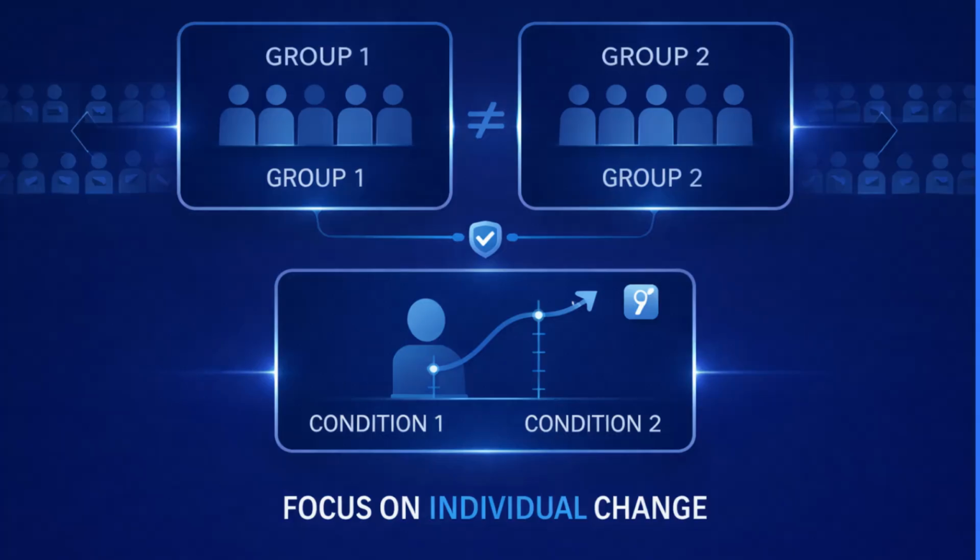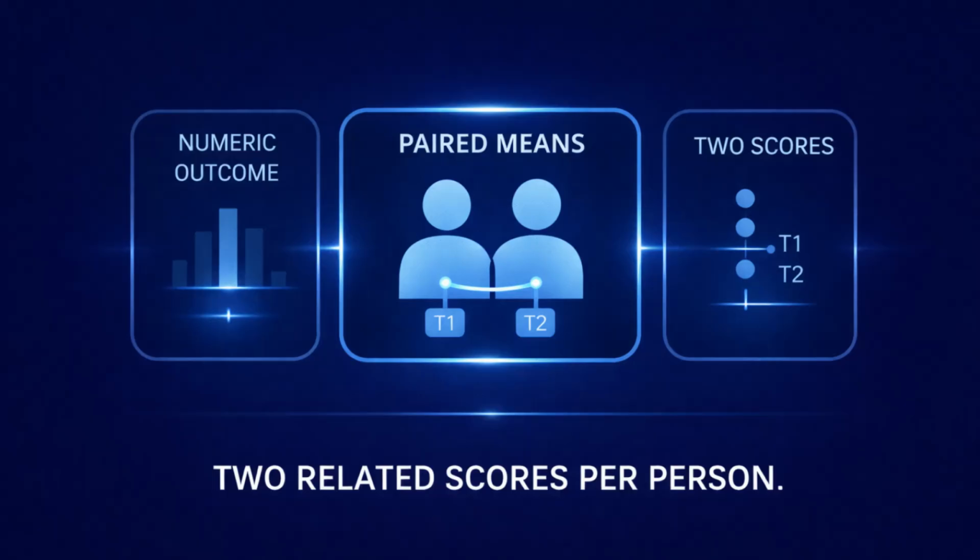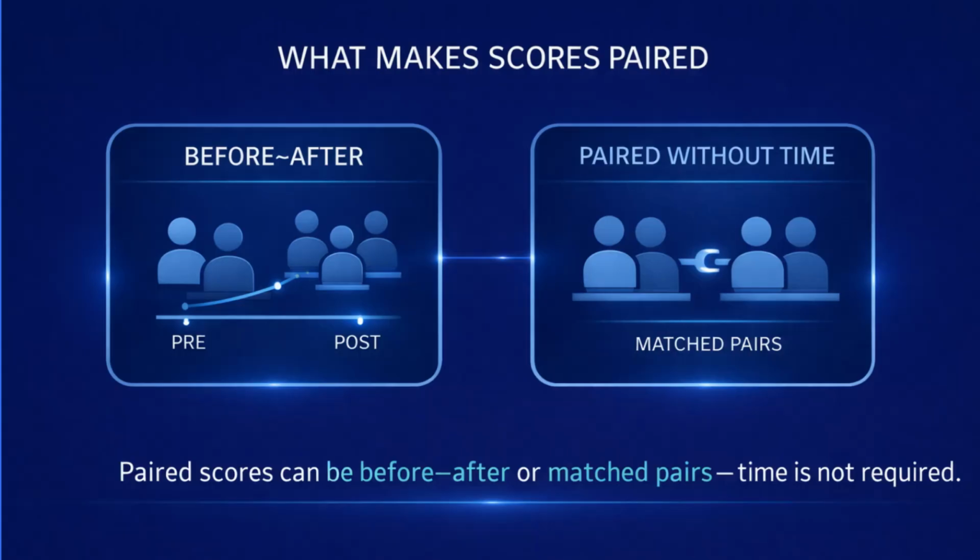The central question is not whether one group is different from another, but whether individuals changed across two related conditions. Conceptually, the paired samples t-test is designed to compare two related means. The outcome is numeric, and each participant contributes two scores that belong together. Most often, these scores come from a before and after situation, such as a pretest and posttest.